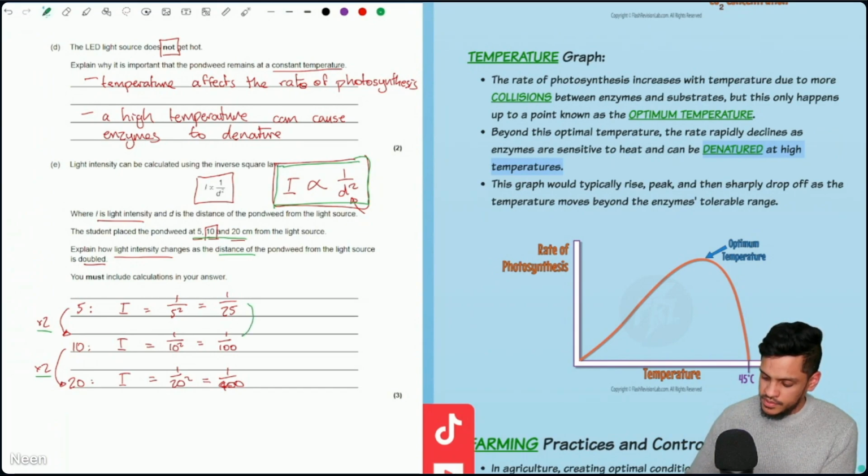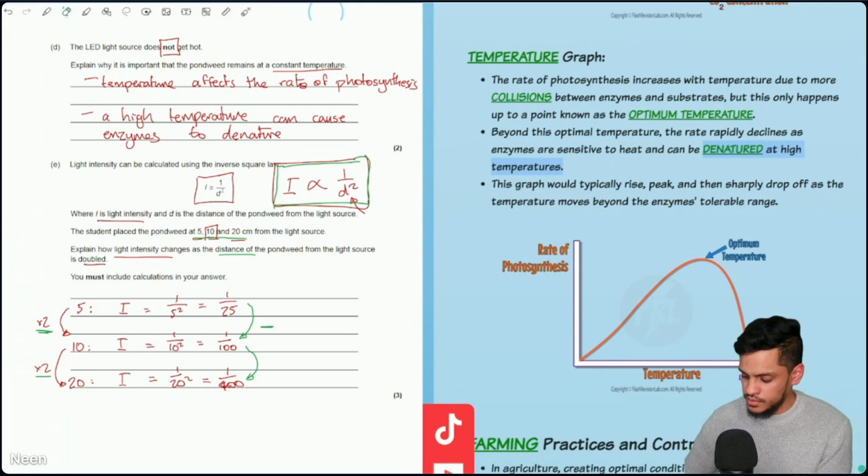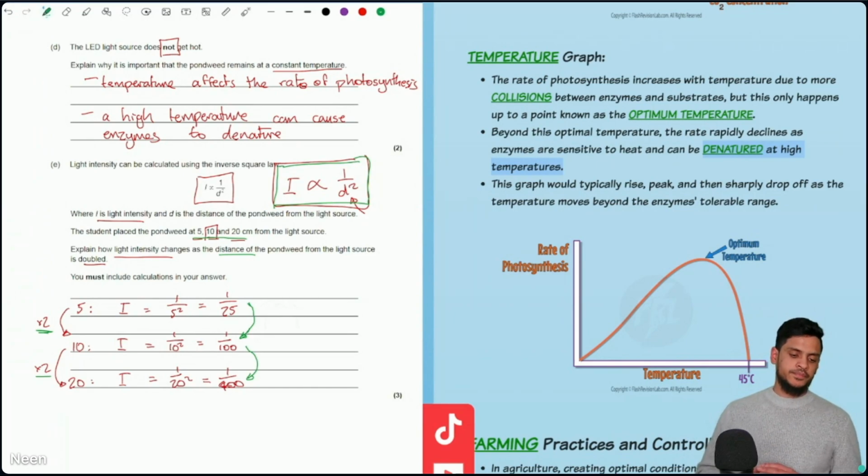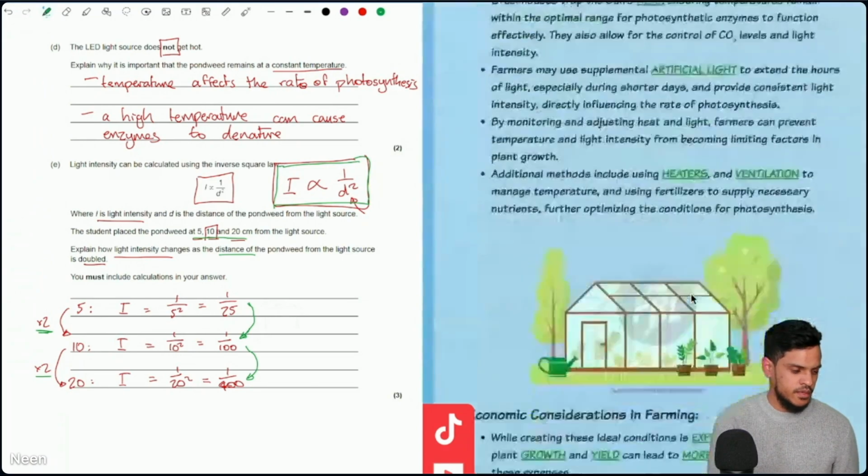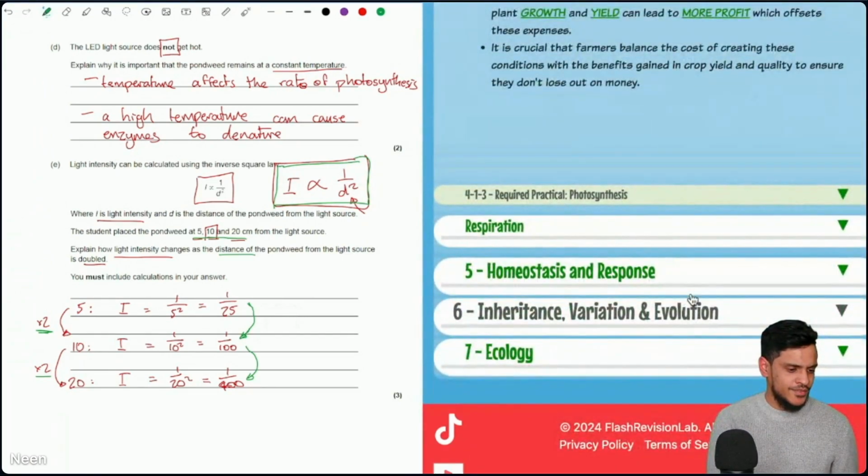So what's happening to the light intensity as you double the distance? So for the first one, what's happening? How do you get from 1 over 25 to 1 over 100? What do you guys think? 1 over 25 to 1 over 100. It's a tricky one. I think I got some notes on this as well. Let me look for it while you guys try and figure that out.